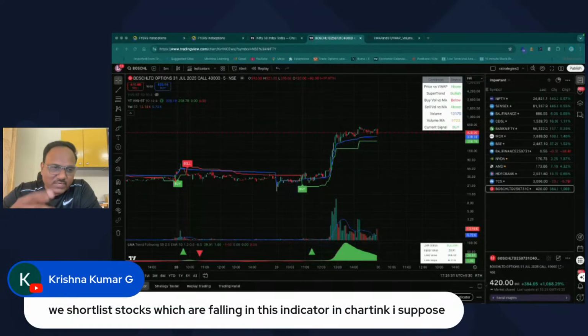Yeah, I think that's a good idea. We can shortlist the stocks, that's absolutely possible. But I think you can also do this on the futures, not necessarily stocks, because futures will be a lot more accurate compared to stocks, especially for derivatives. So you can apply this on the futures price, get the alerts, and then obviously execute the trades out there.